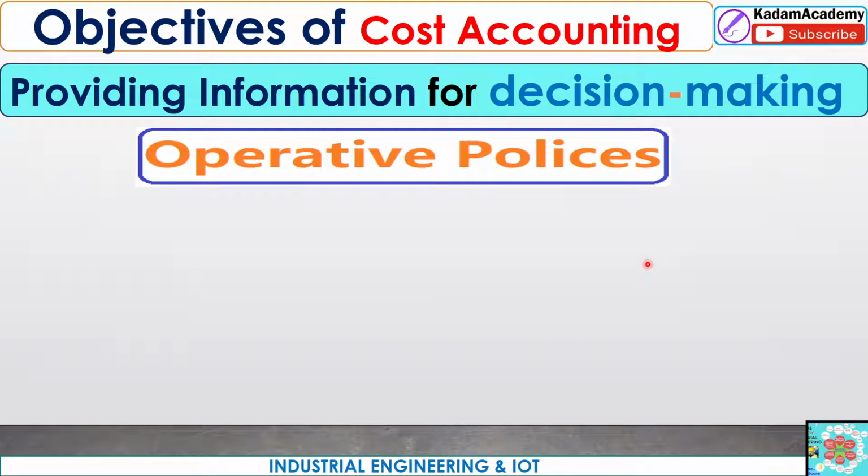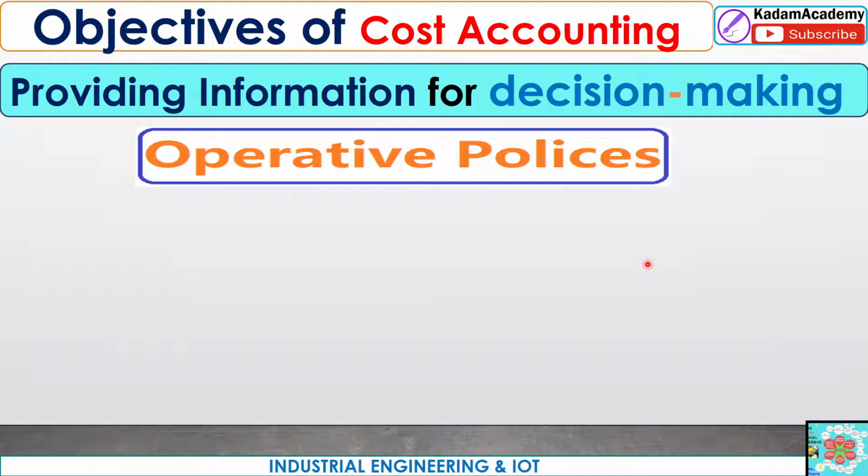Next will be the operative policies, providing decision making for the operative policies. What are the operative policies? We can see the cost accounting helps the management by giving information related to managerial decisions for formulating the operative policies. So providing information for decision making is one of the objectives. Cost accounting is helpful for the operative policies. What will the operative policies be for the next 6 months? That we can decide. What are those policies? We can see.